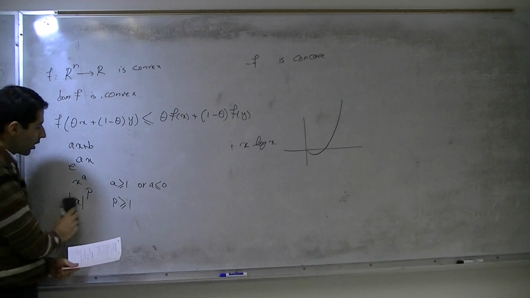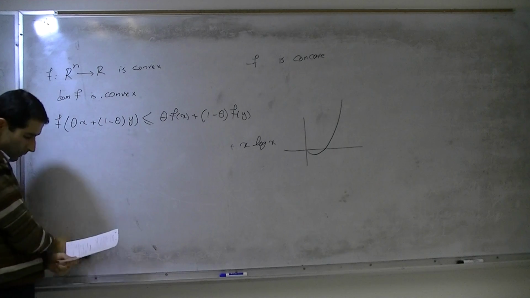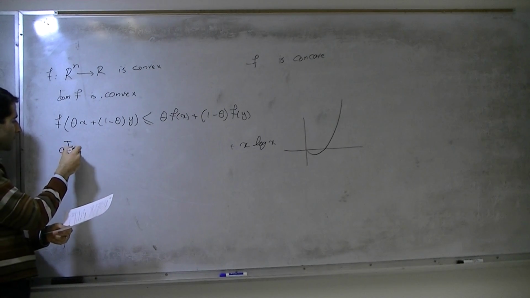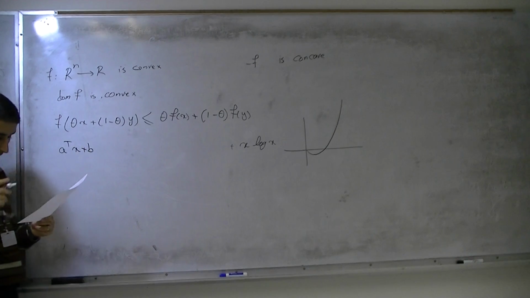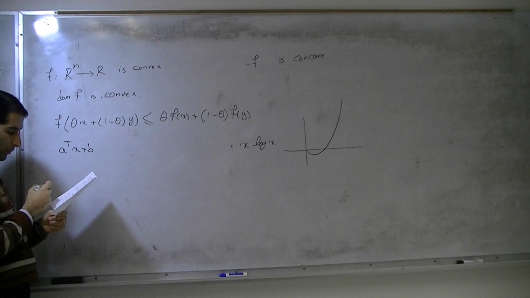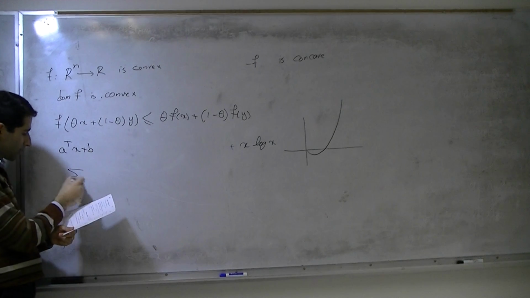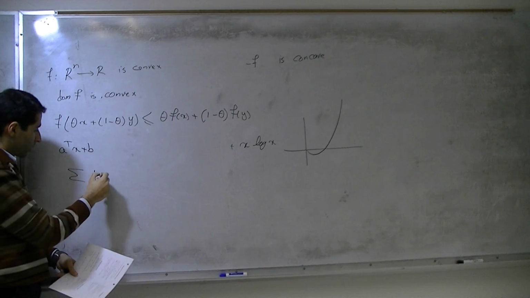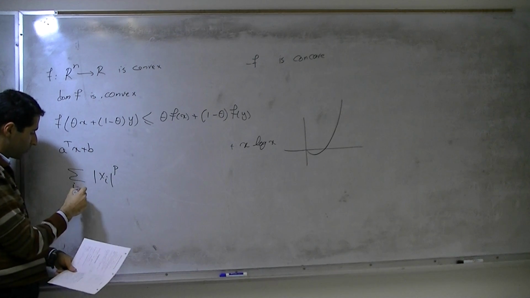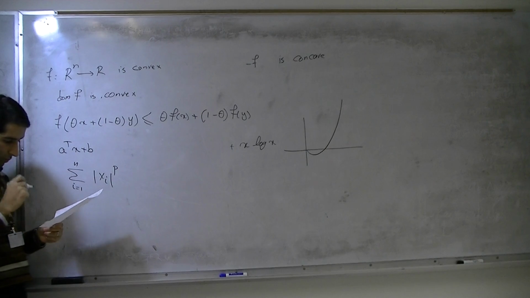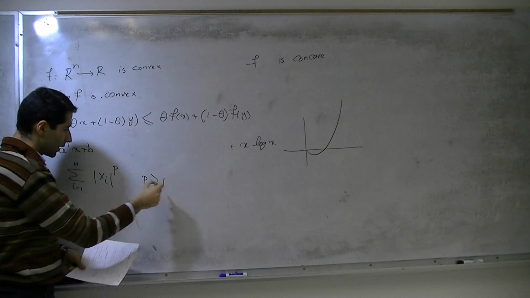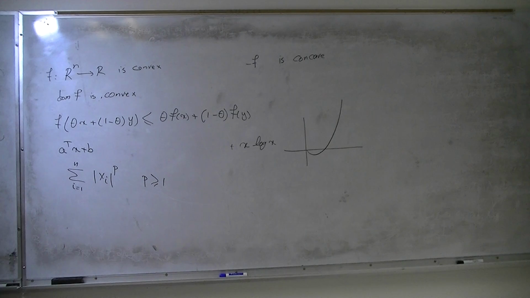In R^n, a transpose x plus b is an affine function. We have a norm, which can be defined as the sum of the absolute values of x_i to the power p, for i equal to 1 to n, to the power 1 over p. If p is bigger than or equal to 1, it is convex.